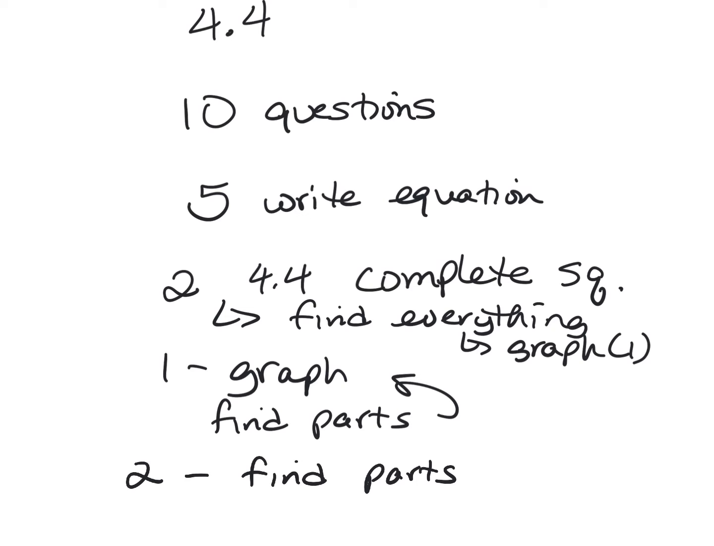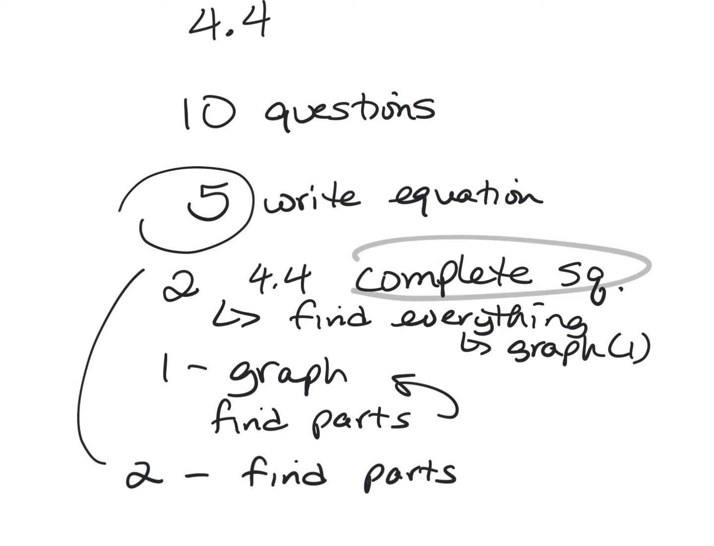So what I mean by that is if I go and show you the quiz that we took, the finding parts were just like the same questions you did on the quiz. So 10 questions in total, 5 equations, and then the rest are finding the parts. 2 of those finding the parts are gonna be graphing. Also, 2 of them, you're gonna need to complete the square first.